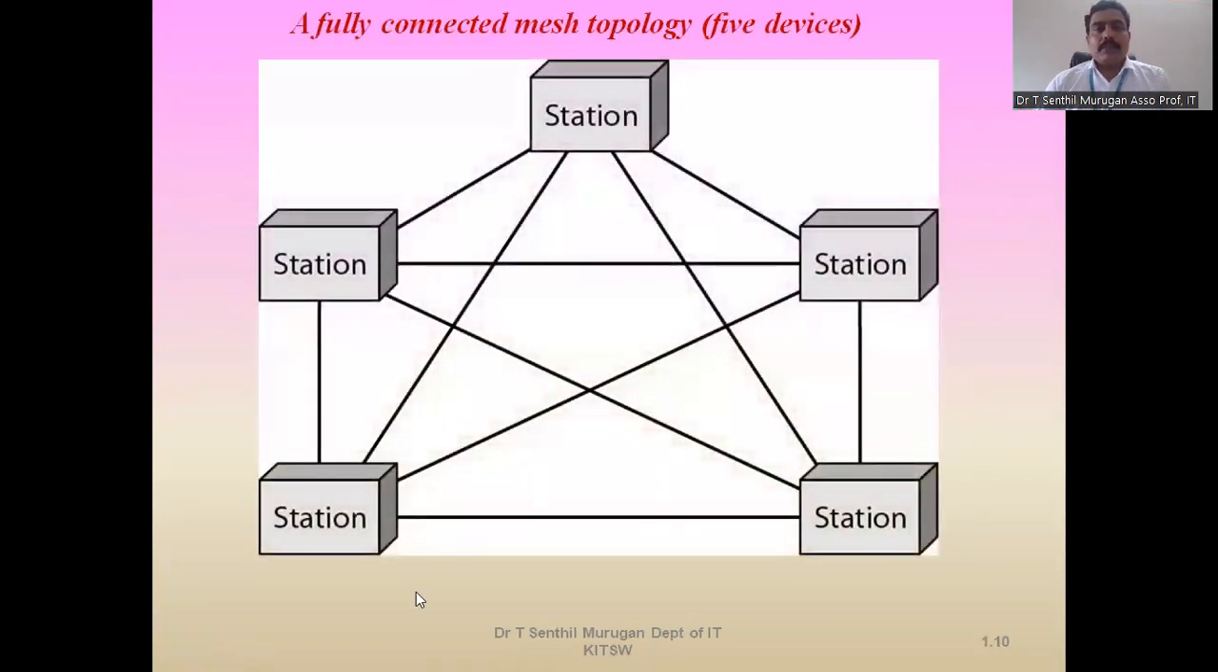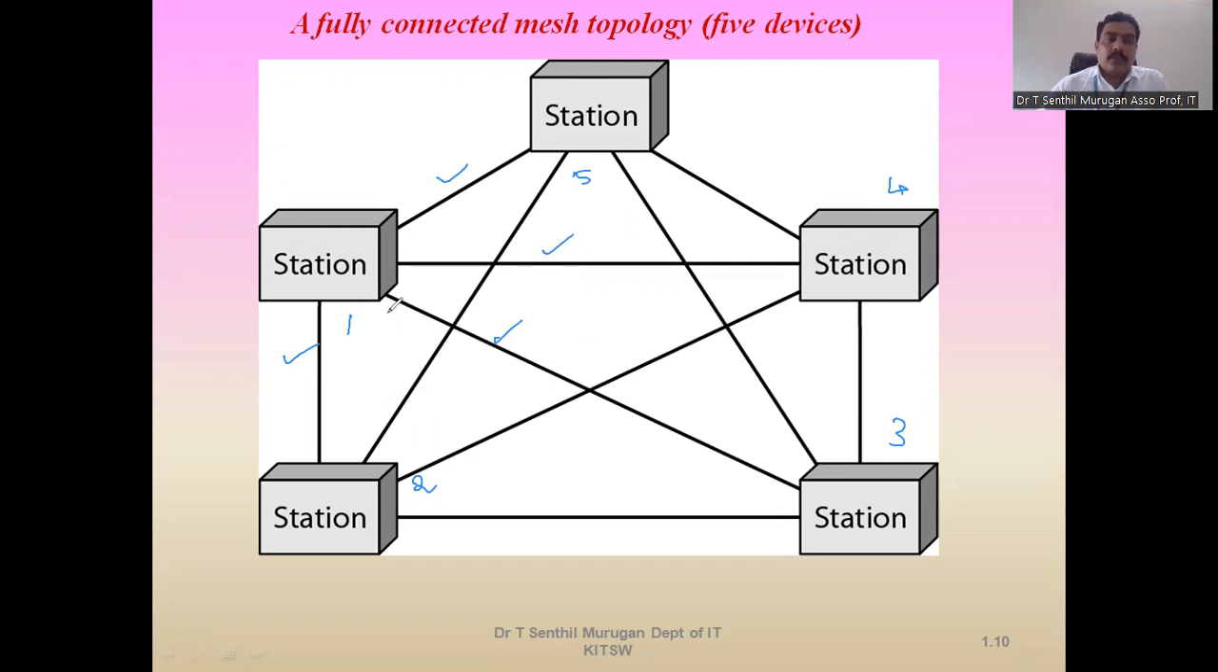So this is the best example for mesh topology. Here 5 sessions are there, 5 nodes are there: 1, 2, 3, 4, 5. These nodes have dedicated links. For example, node 1 has a separate link to node 2, node 3, node 4, node 5. This is the reverse direction also; data will be transmitted in both directions between each pair of devices.